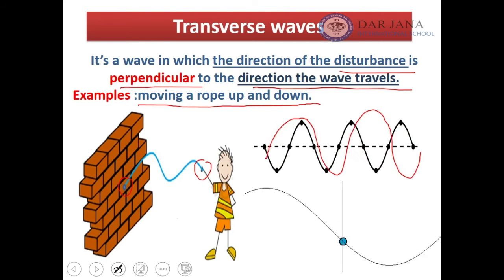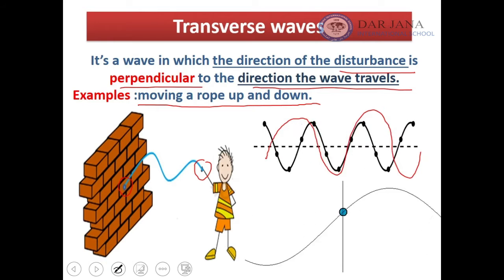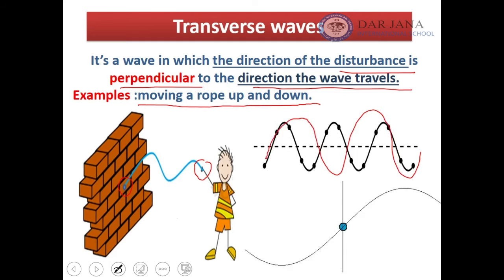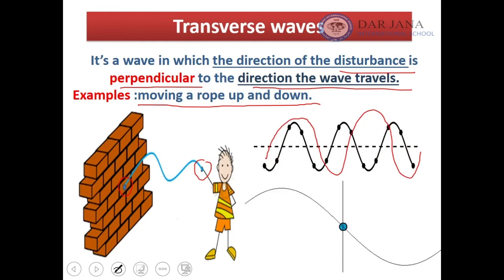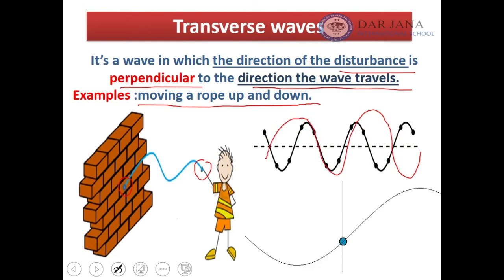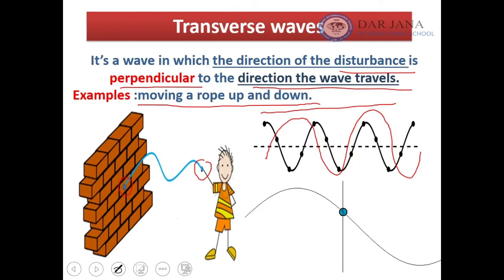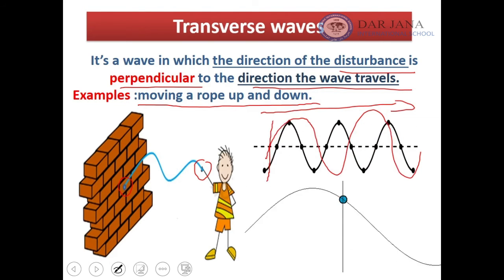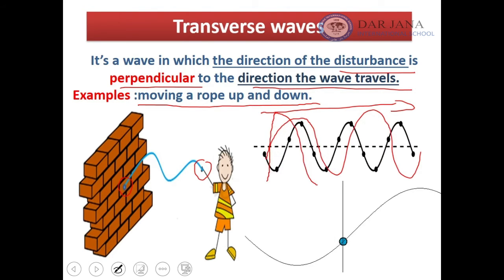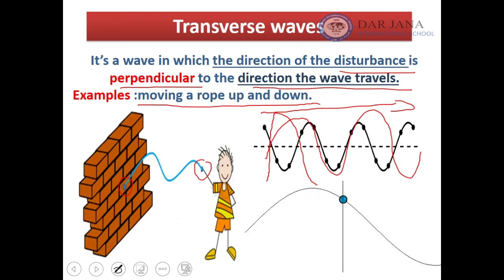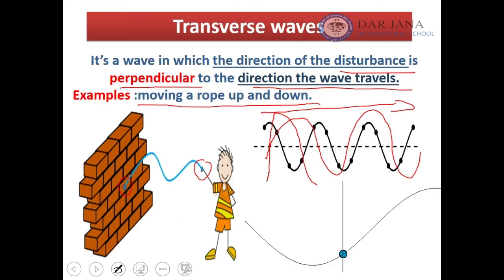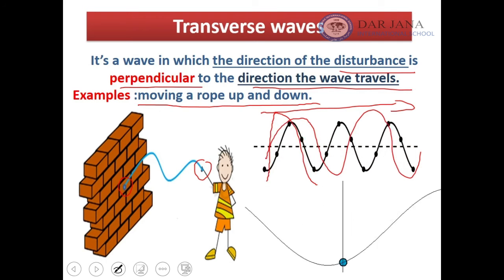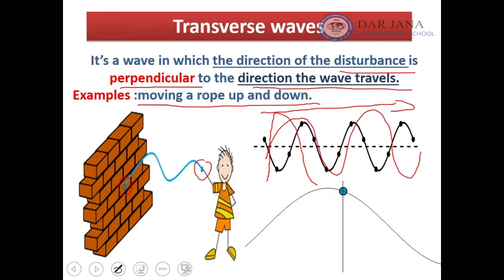So here we have the particles of the medium, which is the rope, a solid. The particles of this medium are moving up and down, and the direction of the wave is horizontally to the right. So again, the particles of the medium are moving vertically up and down, and the direction of the movement of the particles is perpendicular to the direction of the wave, which is traveling horizontally to the right.